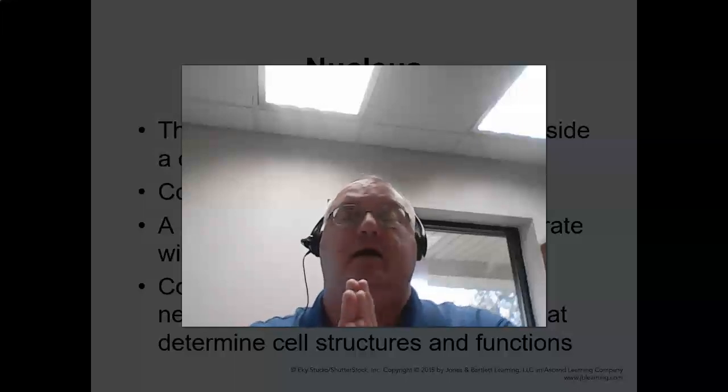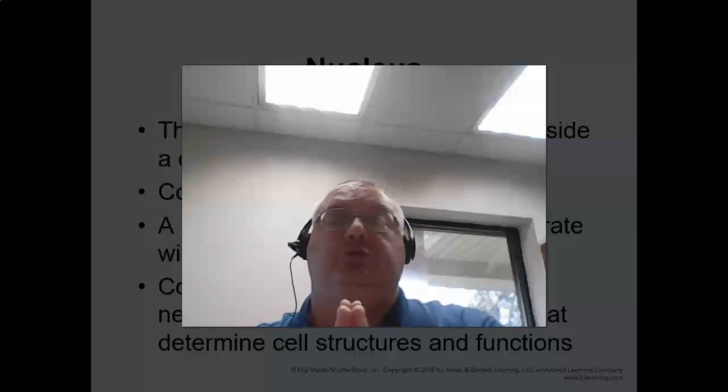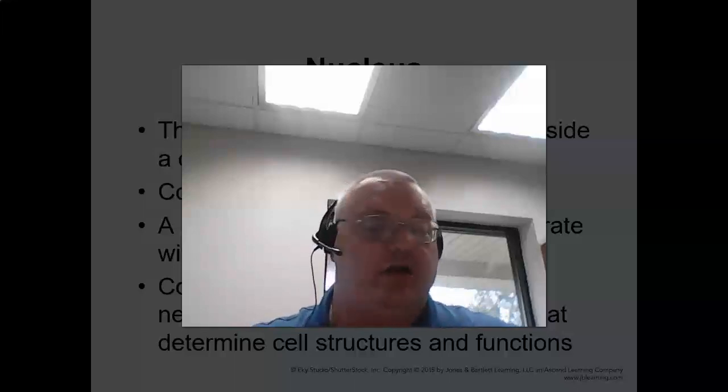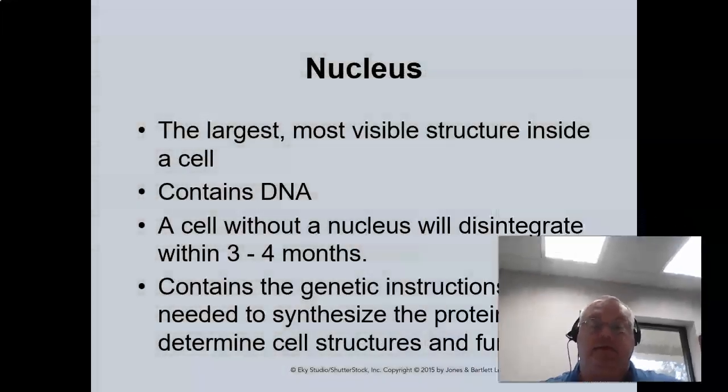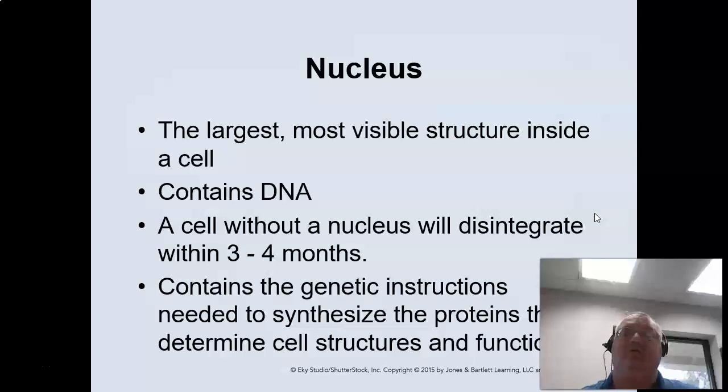Alright guys, welcome back. We are in chapter 2 of your A&P book, and we're going to talk about the different parts of the cell, or the organelles in them. This is part 2 of 4 here. So let's start out with the nucleus.